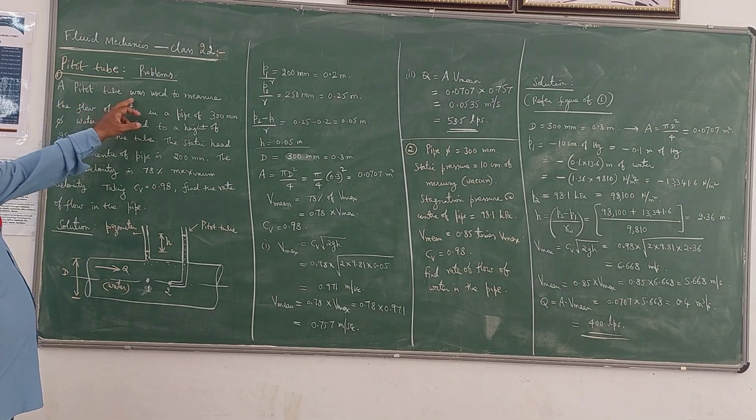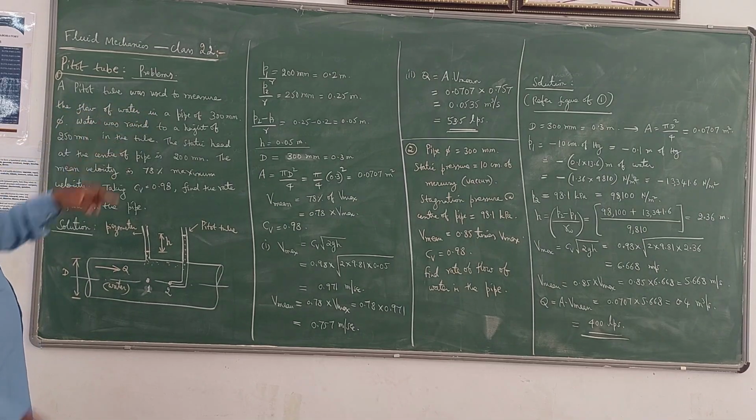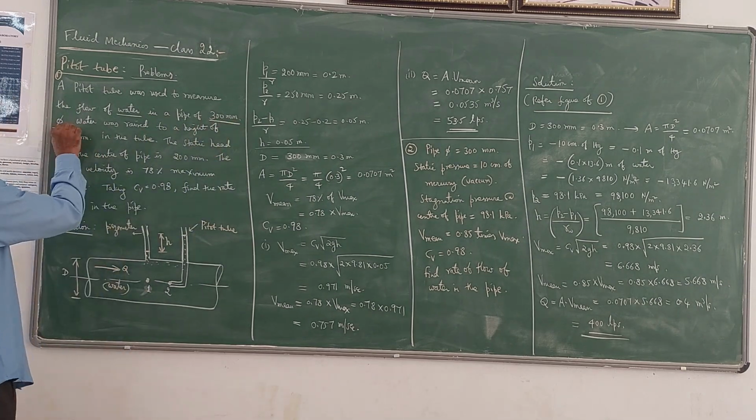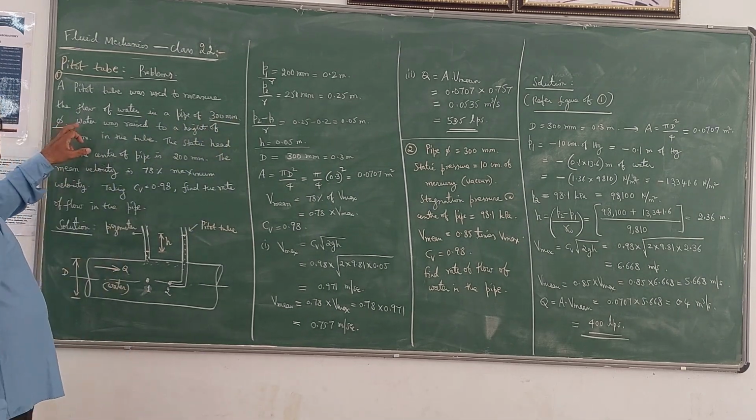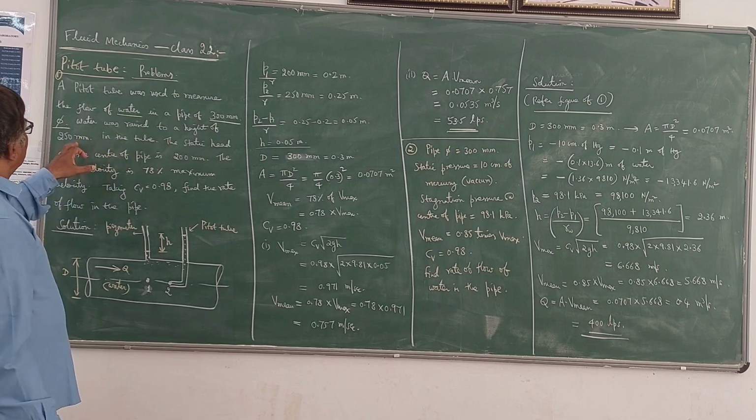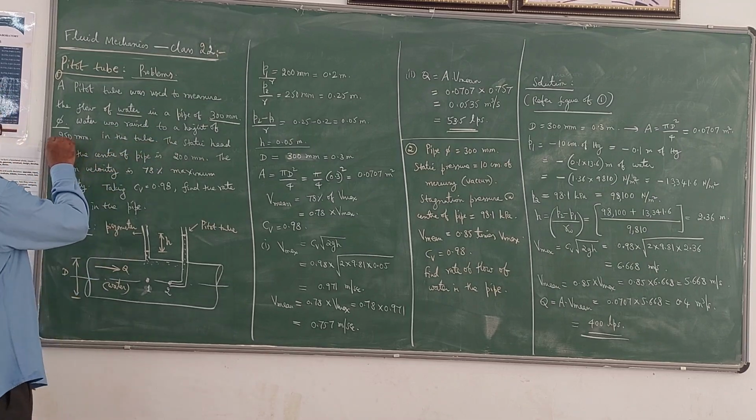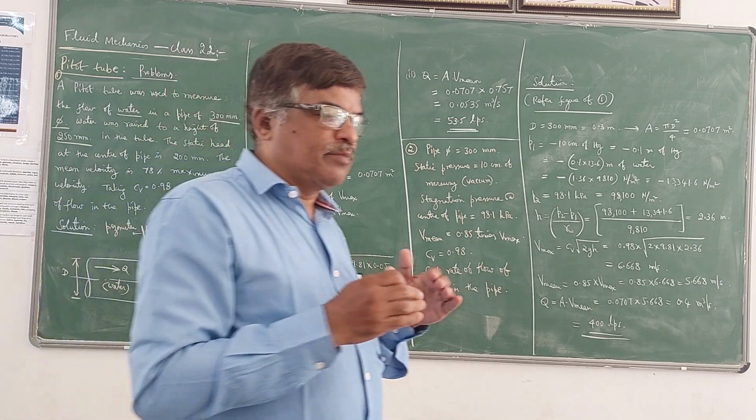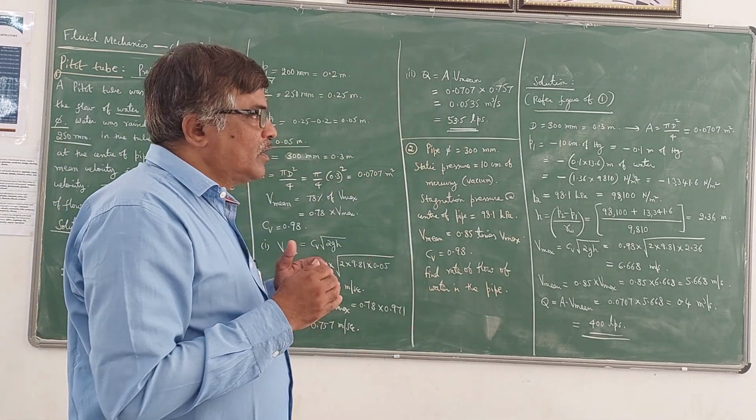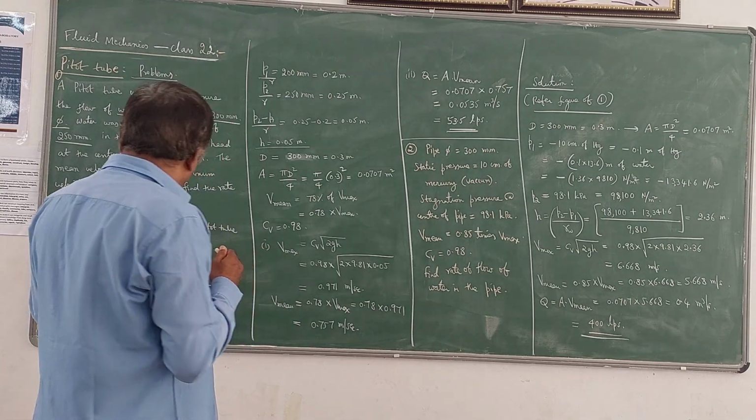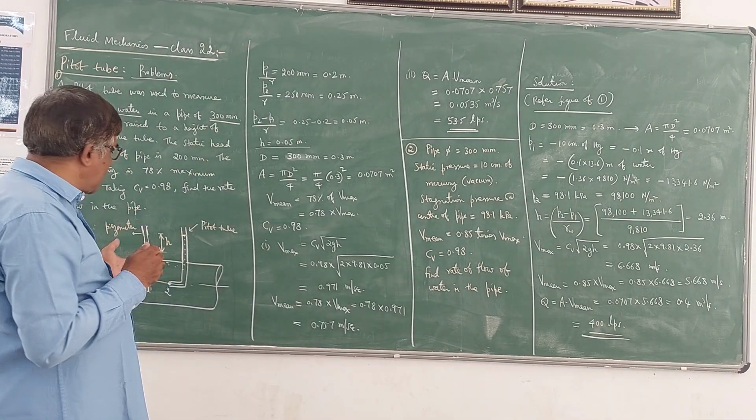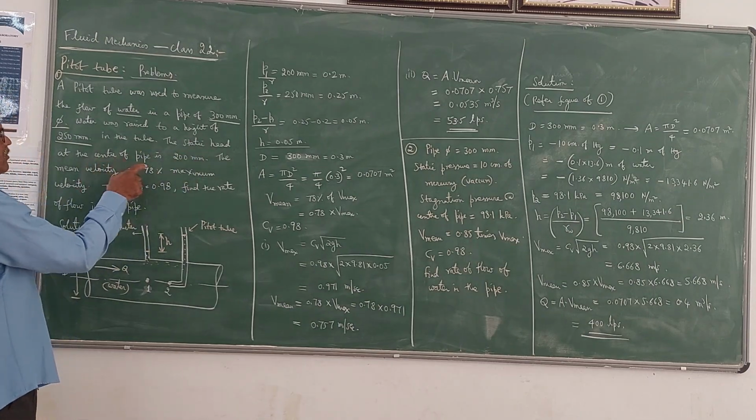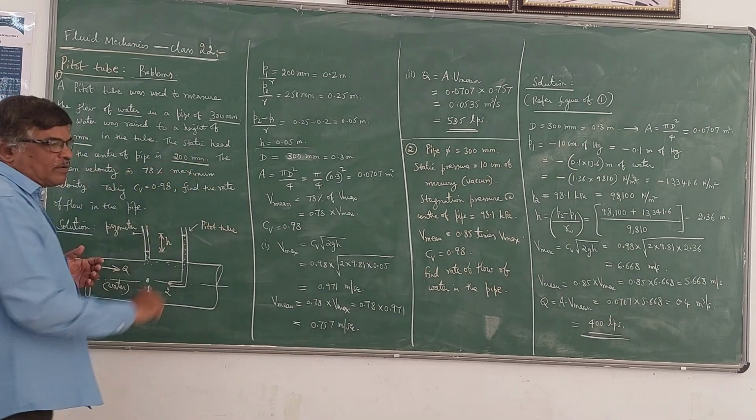A Pitot tube was used to measure the flow of water in a pipe of 300 mm diameter. So the diameter of the pipe is 300 mm. Water was raised to a height of 250 mm in the tube. So in the Pitot tube, when it is inserted at some point in the pipe, the water level in that tube has risen to a height of 250 mm. The static head at the center of the pipe is 200 mm. So 200 mm is the static head.